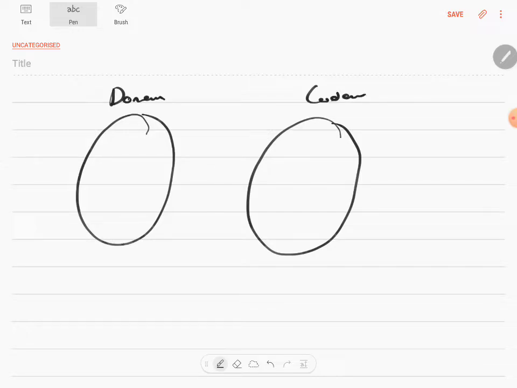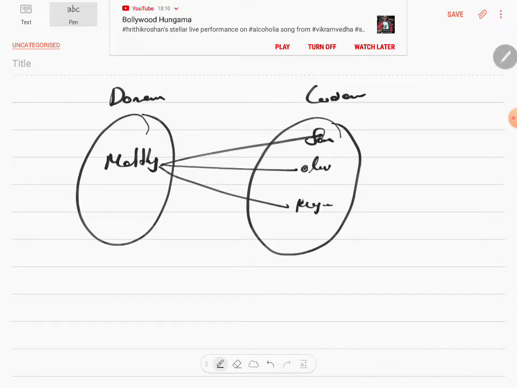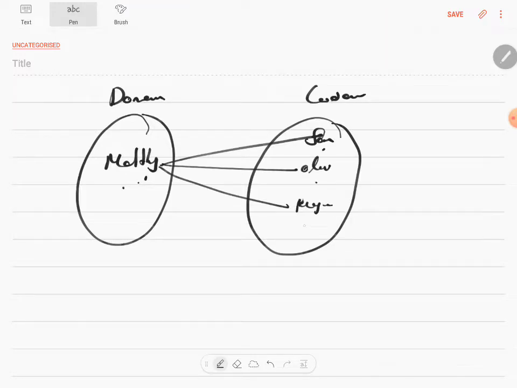And suppose the first element, a simple example for relation, is me, Malti aunty. Say my name is Malti aunty and I have many students. Say Samyukta is my student. Malti aunty is related to Sam, Malti aunty is related to Olive, Malti aunty is related to Mayura. So these are all my students. The relationship here is teacher. I am the teacher for Sam, I am the teacher for Olive, I am the teacher for Mayura.